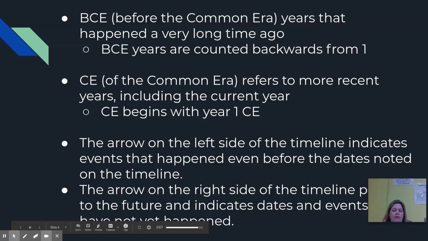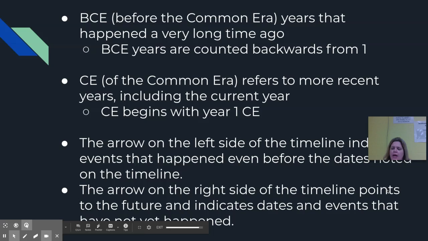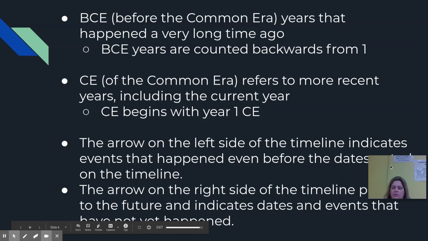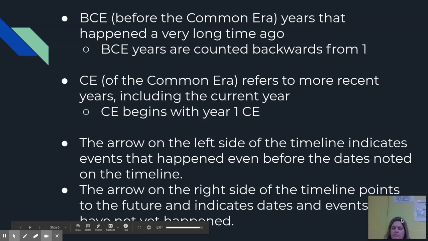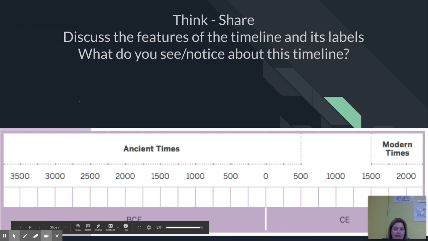Now, the arrow on the left side of the timeline, when we get there, indicates events that happened before dates noted on the timeline. The arrow to the right points to the future and indicates dates and events that have not yet happened. So let's move this back down. All right. Now, what we're going to be looking at is a timeline.